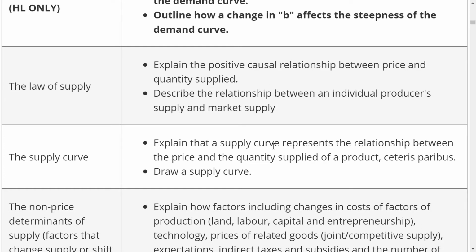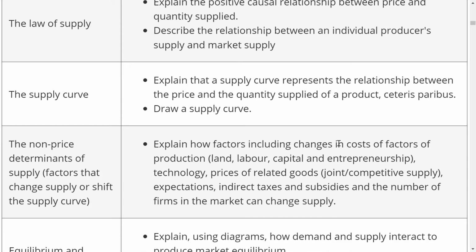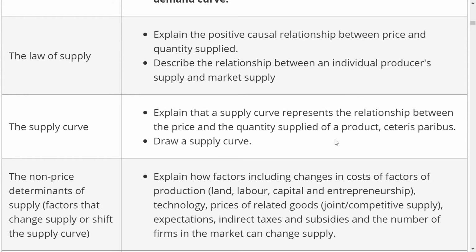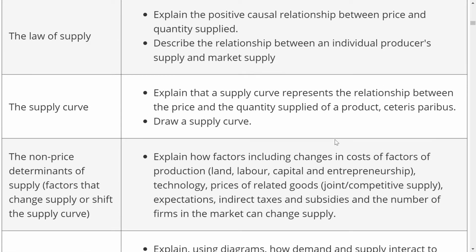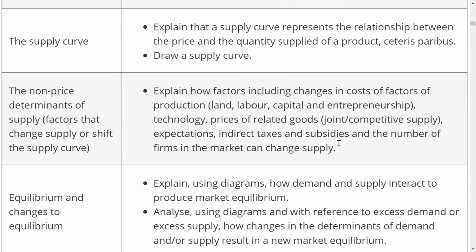For example, you need to understand the law of supply. You need to be able to draw the law of supply, and discuss the positive causal relationship between the price and the quantity supplied. You have to be able to describe why producers would like to produce more as price increases, and why producers would like to produce less as the price decreases, because they allocate the resources to more productive sectors of their firm in order to profit maximize.